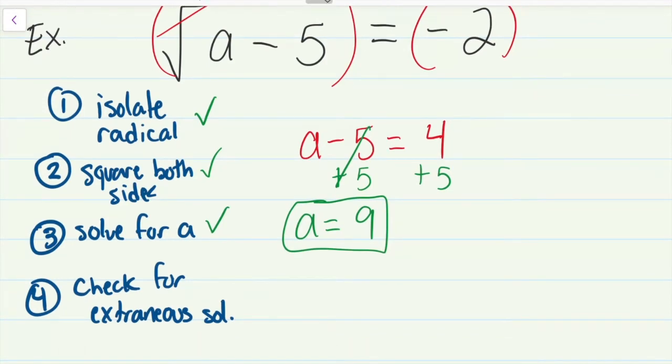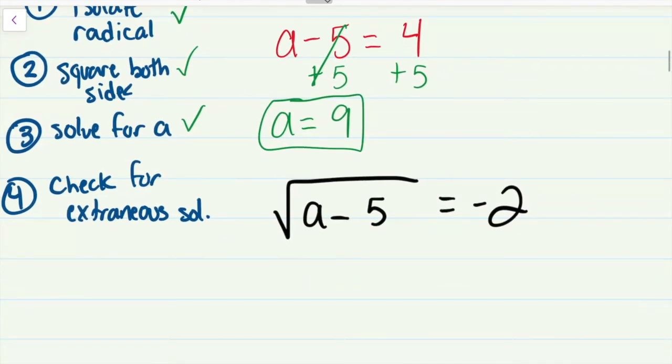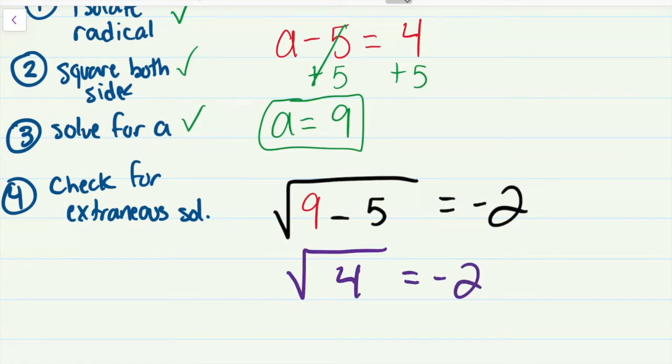So let's write the original problem. It was the square root of a minus 5 equals negative 2. Now let's plug in for the a. We're going to plug in a 9. Let's go ahead and solve. 9 minus 5, isn't that the square root of 4 equals negative 2? And the square root of 4 is, actually, it's 2.